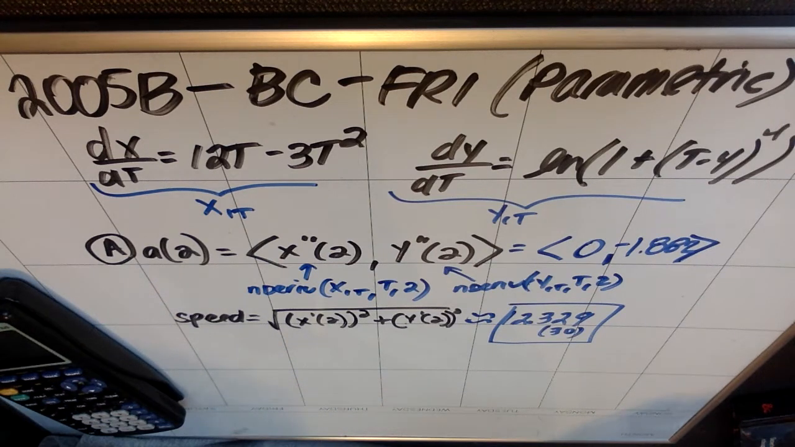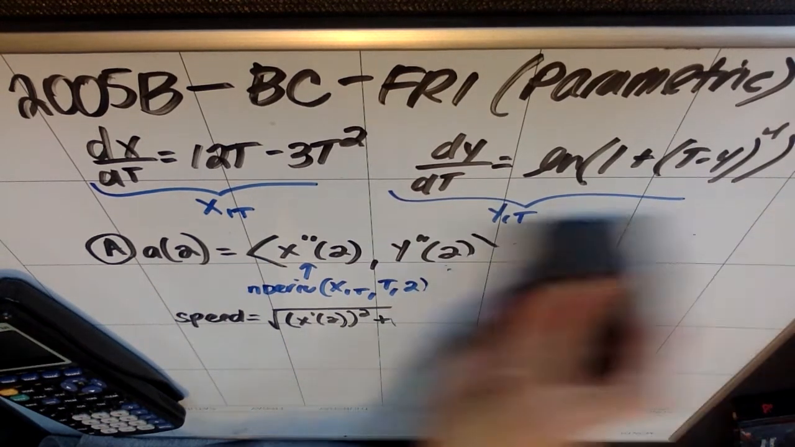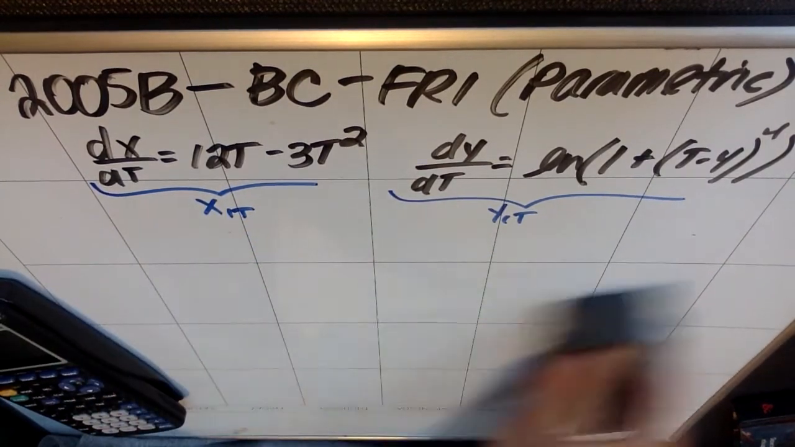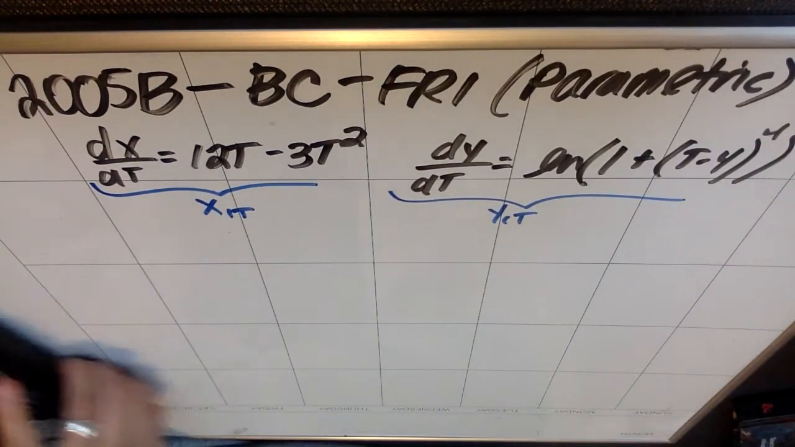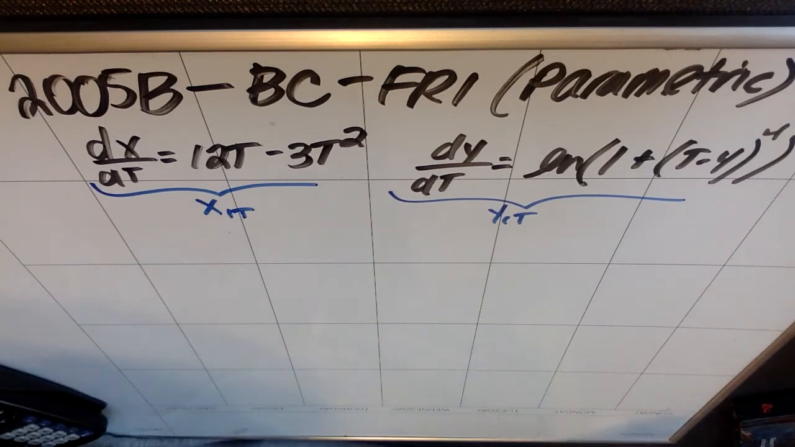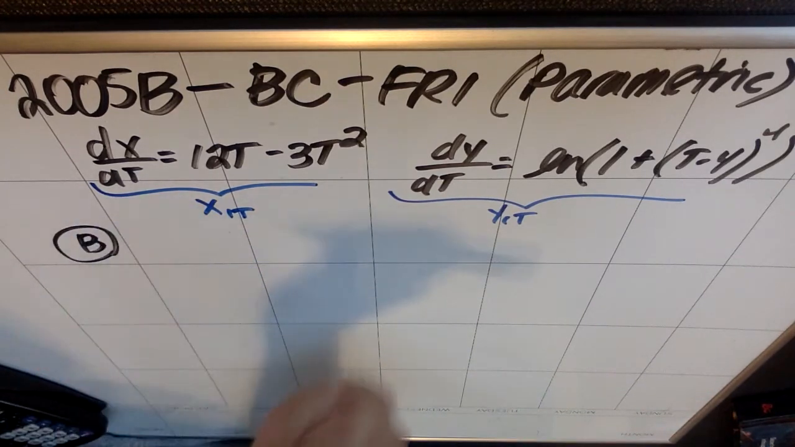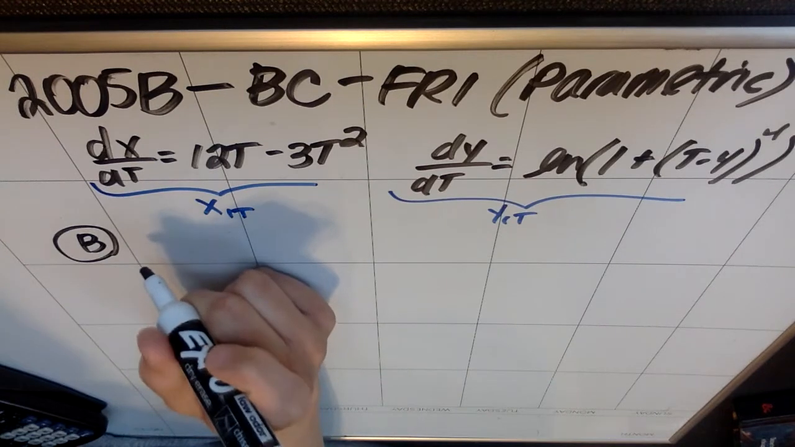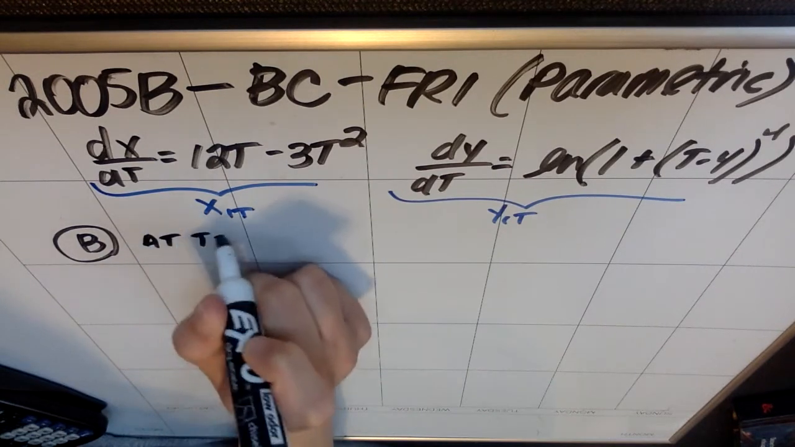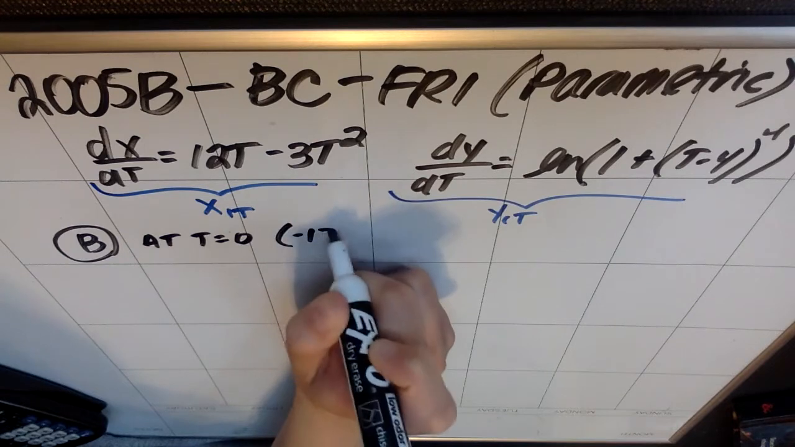Part B, find the y coordinate of P. Okay, so let's go back and figure out what the heck P was because they mentioned it and then we promptly forgot. Okay, so we know, all right, so part B, right, we know 2 points. We know that the position at t equals 0, right? We know that at t equals 0, the position is negative 13 comma 5.